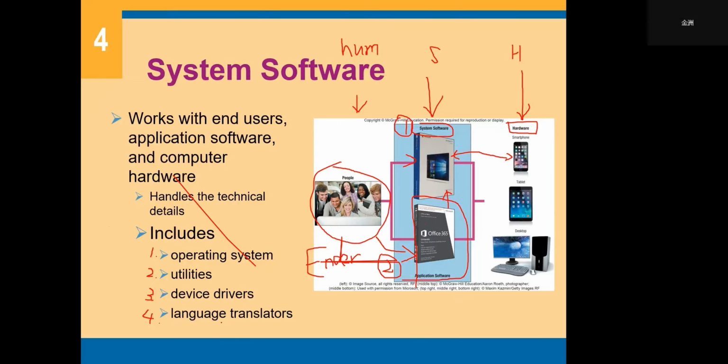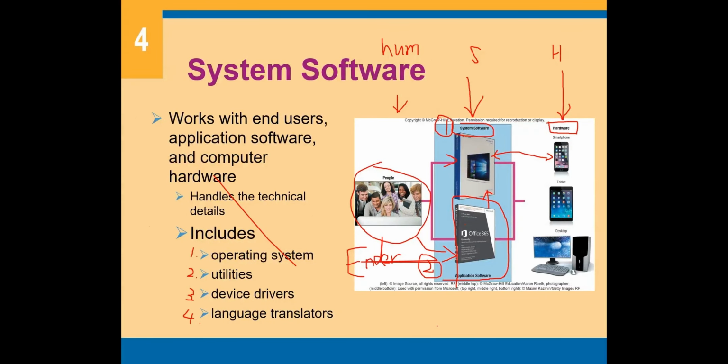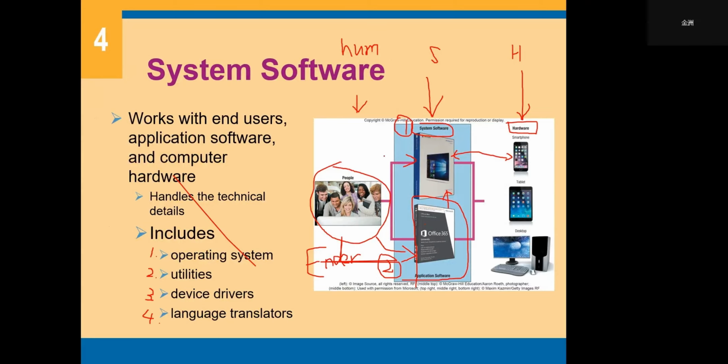That is, we convert programming languages like C or assembly language into the programs or languages the computer can understand. That means the machine language, the binary string. Okay, so basically, system software includes these 4 kinds of software.